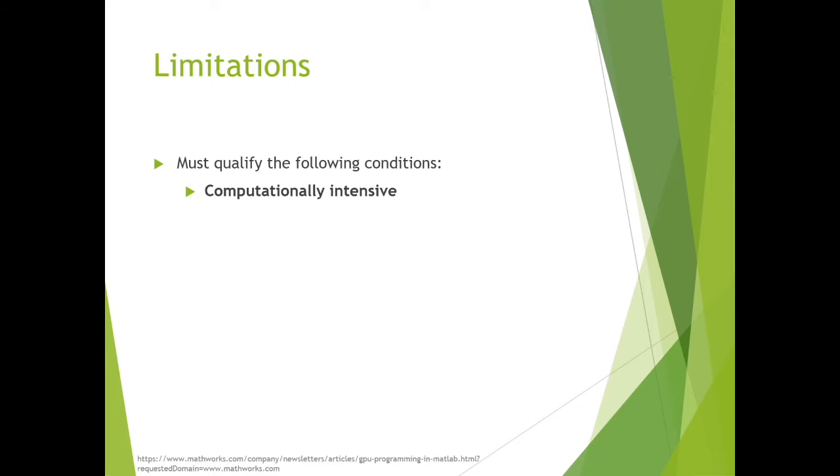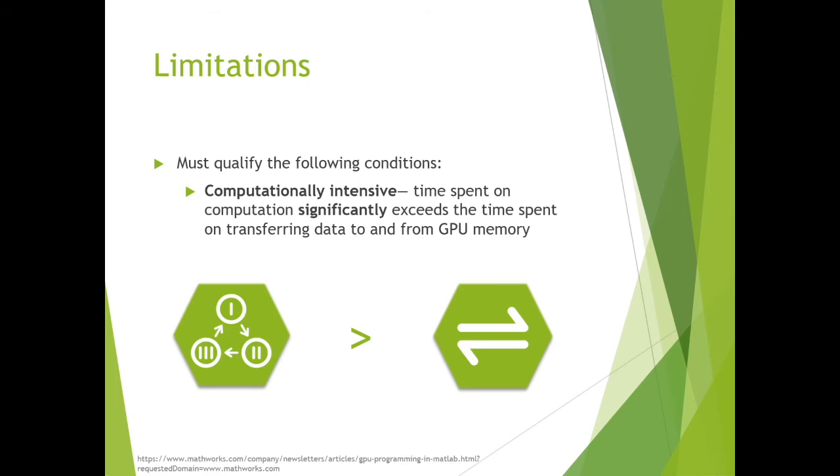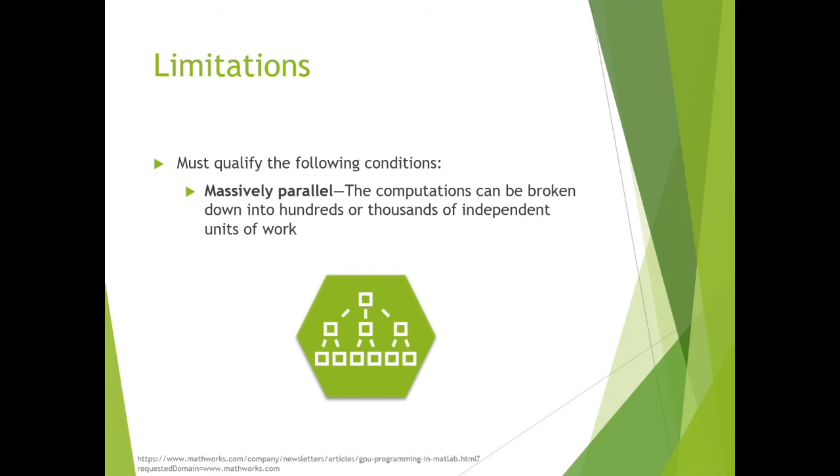However, there are many limitations that are hampering the widespread adoption of GPU programming. There are two key conditions that a process must meet for running on GPU to be faster than on a traditional CPU. Firstly, it has to be computationally intensive. That means that the time spent on computation significantly exceeds the time spent on transferring data to and from GPU memory. Next, the computations must be able to be broken down into many small independent units of work.